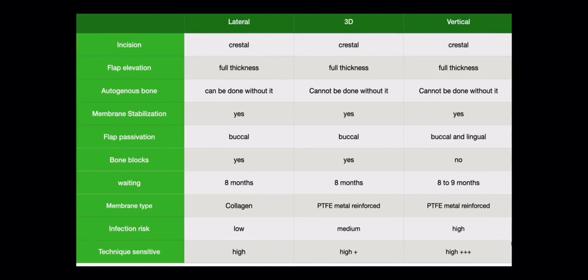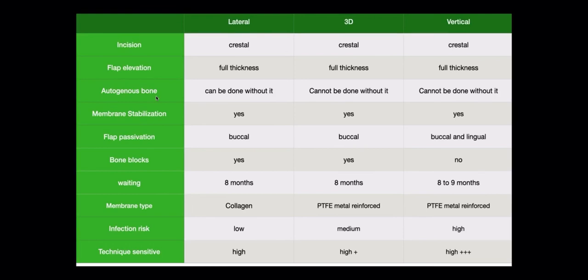So to conclude our presentation, and for you to be able to think better in those cases, we can make this table. This is the lateral, this is the 3D, and this is vertical bone loss. So whenever we had to do a lateral regeneration, our incision must be crestal. So in the 3 techniques, the incision is crestal. We don't do any more buccal or lingual incision like we did before. The flap elevation must be full thickness in all 3 techniques.